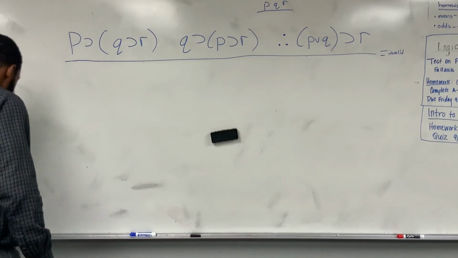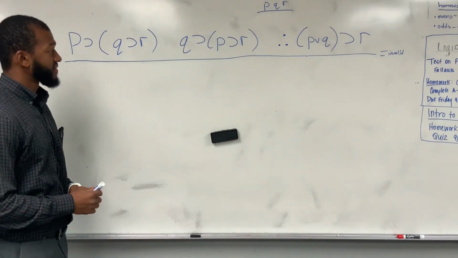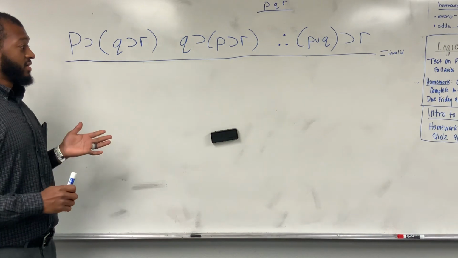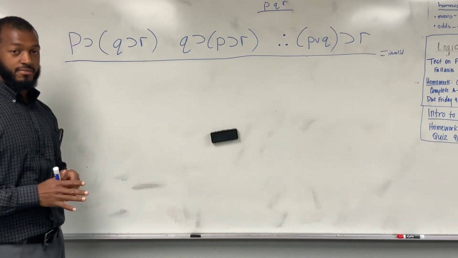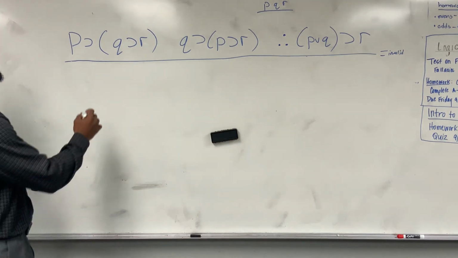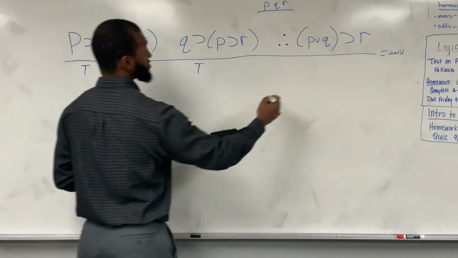Alright, class. We are on exercise 9, and we're going to work on number 6. Remember with these, we are making the shorter truth tables. We are assuming that these arguments are invalid, which means I need to make my premises true and my conclusion false.